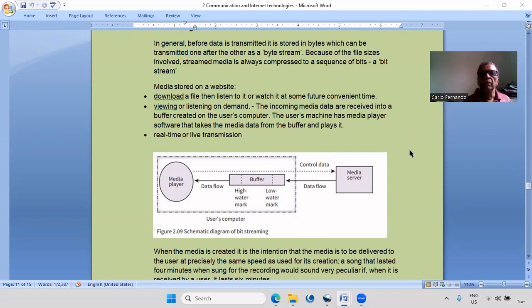So that's a buffer. First, store it there, and then the media player, which is on your machine, will take from that buffer and play it.